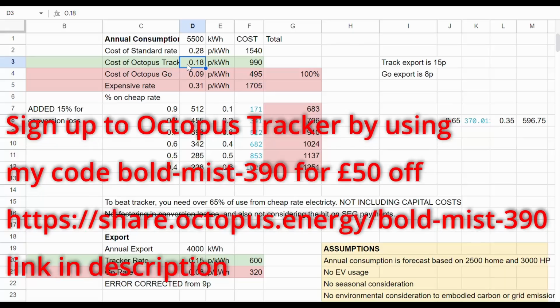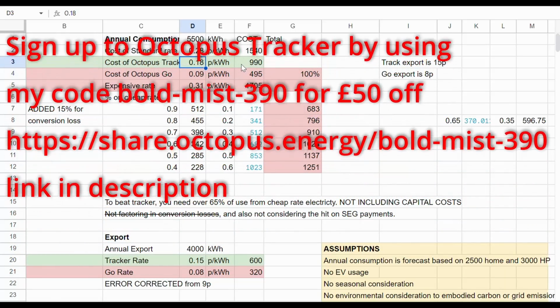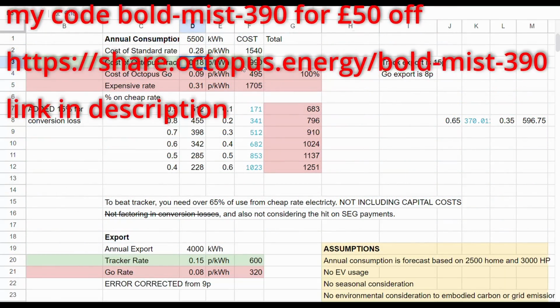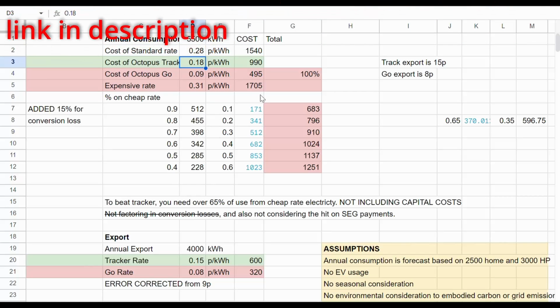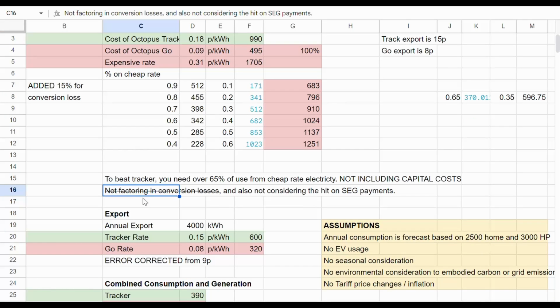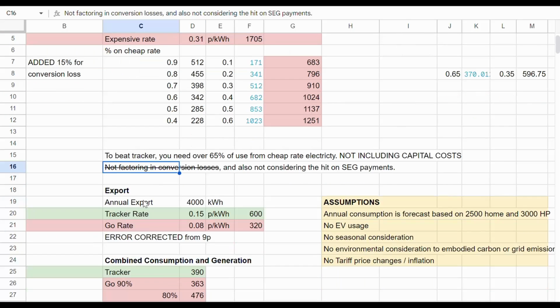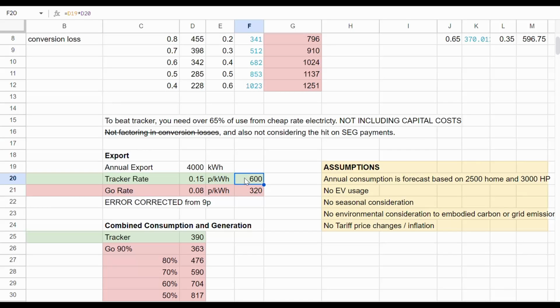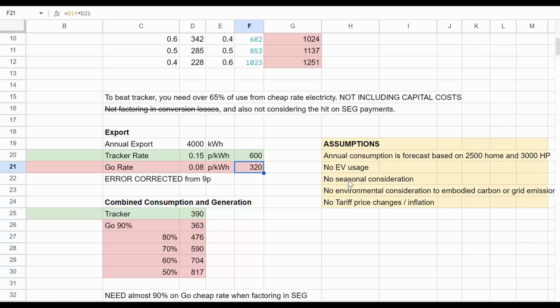Again, I'm not using the price cap rates here. I'm using Octopus Tracker as the base rate because that's what I'm on, and anyone can go onto that without any special hardware, no batteries, no solar needed. Okay. And of course, not including capital costs. I wasn't including conversion losses before, but now I am. So this is the amount of export that could potentially be generated. If you've got 4,000 kilowatt hours to export at 15p, it's £600. At 8p, it's £320.